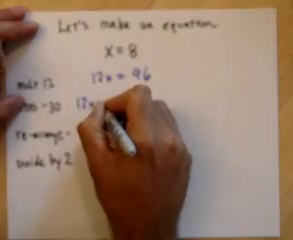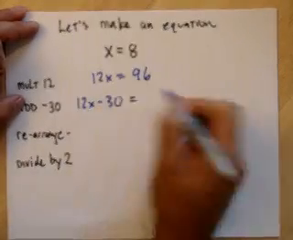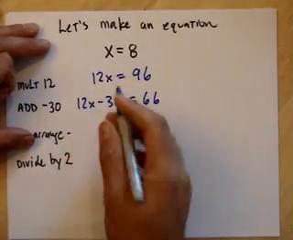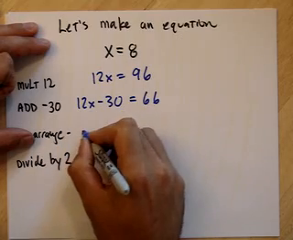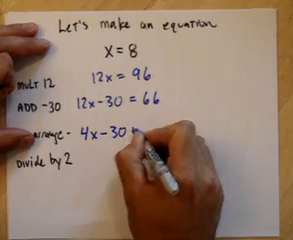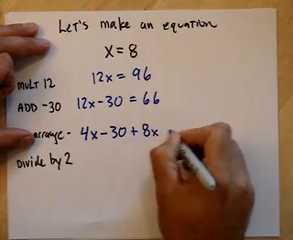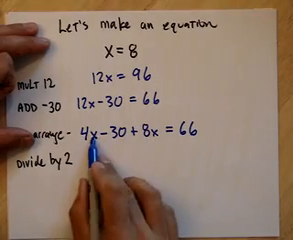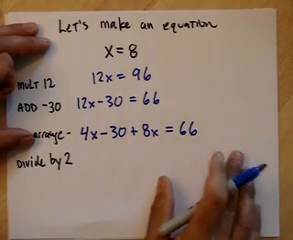Let's add negative 30. So 12x minus 30. And 96 minus 30 is 66. Let's rearrange. All right, so let's write this as, let's see, 4x minus 30 plus 8x equals 66. See that? 4x and 8x is still 12x. I'm just trying to make this tricky, you know.